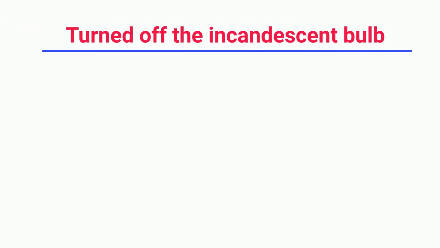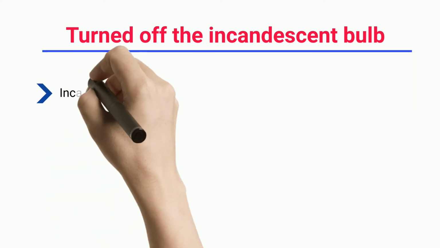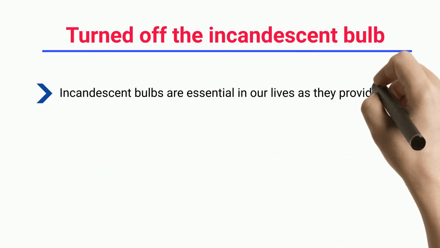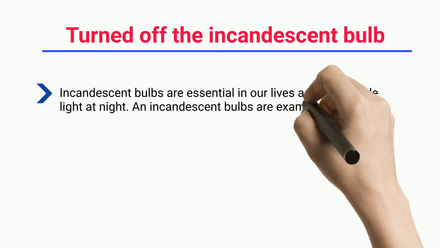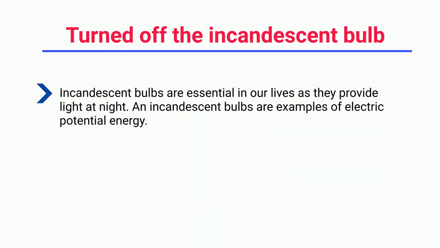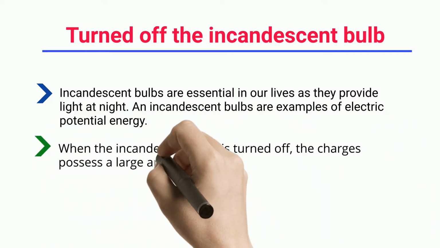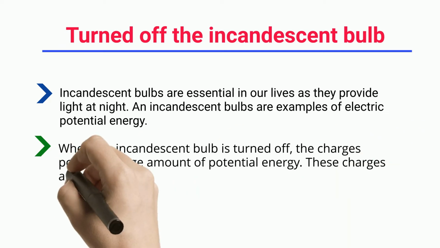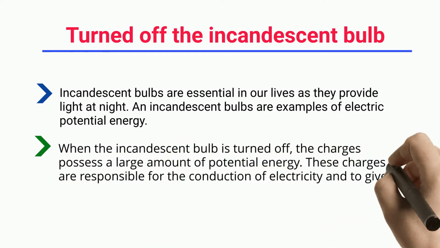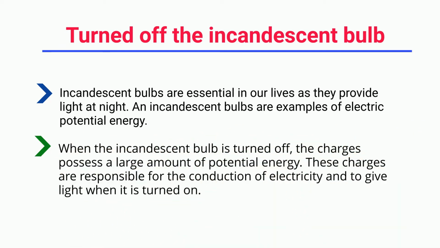Turned-off incandescent bulb. Incandescent bulbs are essential in our lives as they provide light at night, and incandescent bulbs are examples of electric potential energy. When the incandescent bulb is turned off, the charges possess a large amount of potential energy. These charges are responsible for the conduction of electricity and give light when it is turned on.